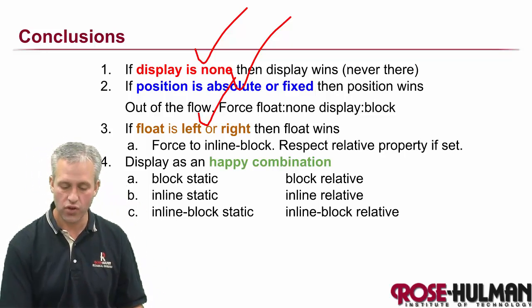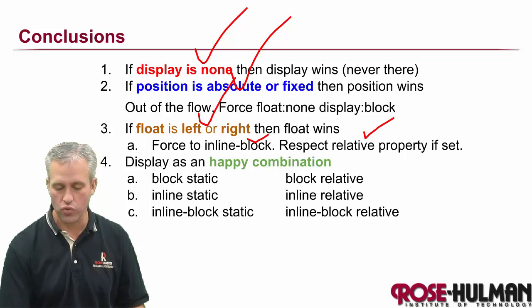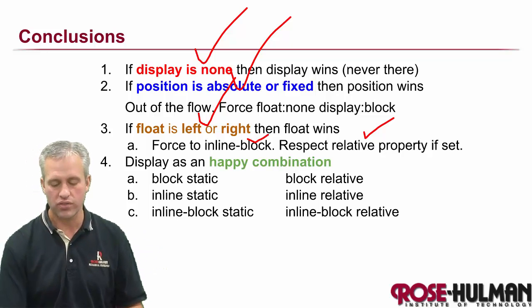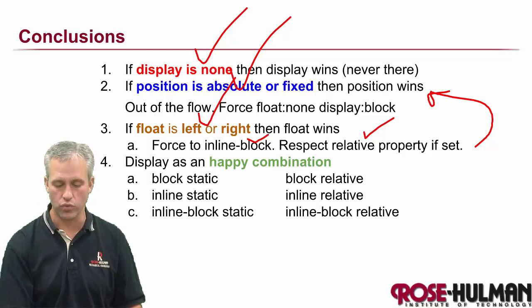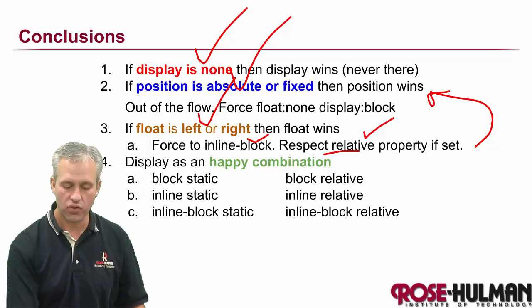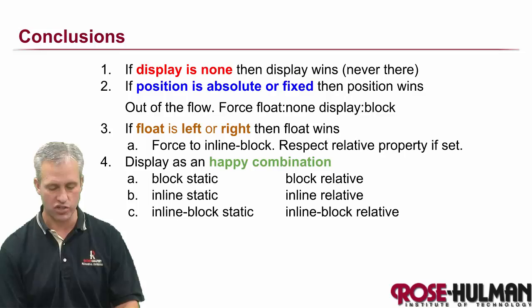And if it's float, then you ignore the display, and then you do respect position if it's relative, right? Note that it can't be absolute, because if it was absolute, that would have gotten caught by an earlier rule. So you only had to worry about relative and static. And then if it's none of those three special cases, then you just display as a happy combination.